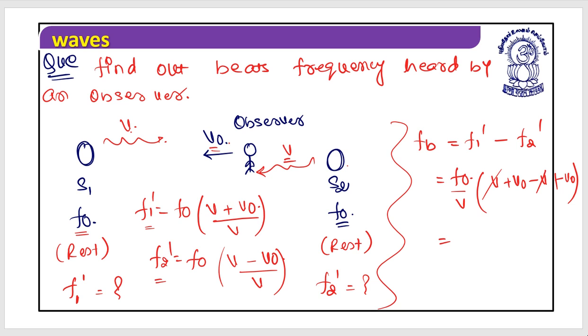So this v would be completely cancelled out, and this is f naught by v multiplied by twice of v naught. This is the beats frequency that we are going to receive. I hope this is clear. Is it clear? One more question that combines the concept of beats and Doppler.